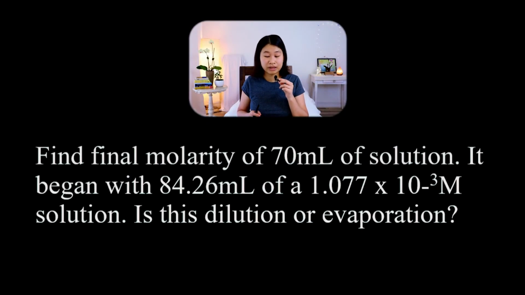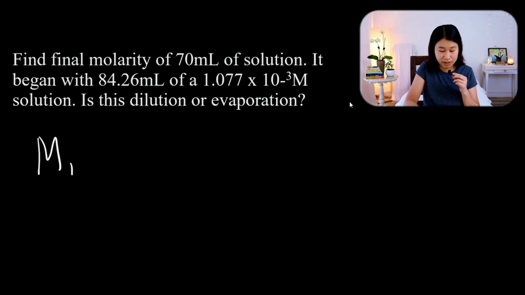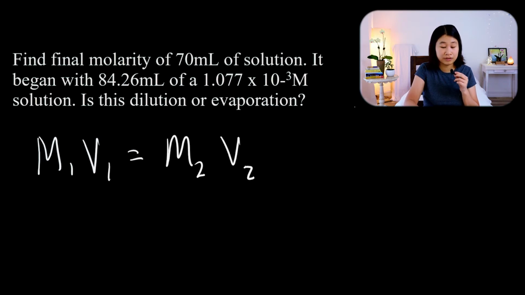Find the final molarity of 70 milliliters of solution. It began with 84.26 milliliters of a 1.077 times 10 to the negative 3 M solution. Is this dilution or evaporation? Let's write our equation that we want to use. M1 times V1 equals M2 times V2. Given the question, we need to find the final molarity, so that means find the final concentration, M2.